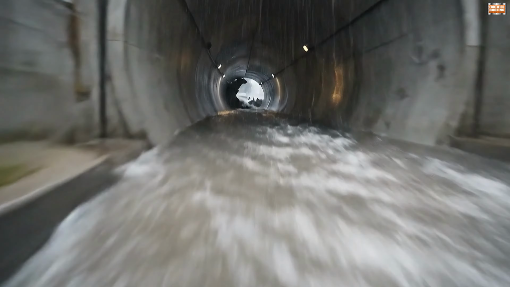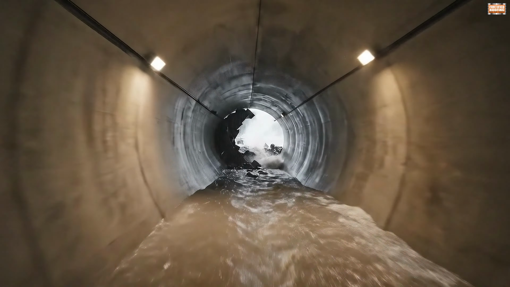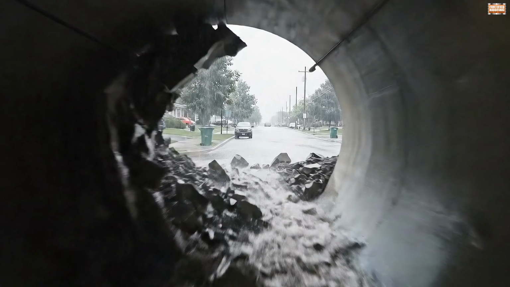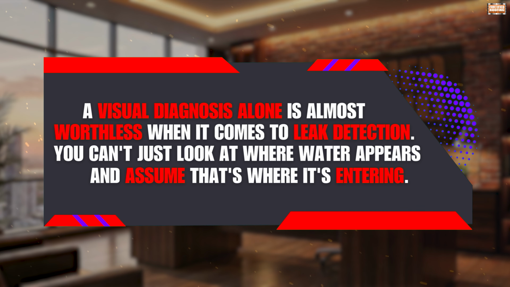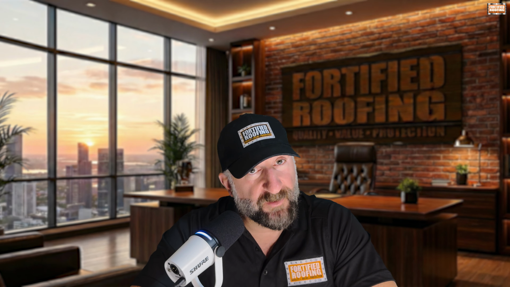This means that when you see water stains or dripping near your skylight, you're seeing the end of the journey, not the beginning. It's like blaming the overwhelmed storm drain for causing the flood when the real problem is a broken pipe down the street. The storm drain is just doing its job, but it's not the source. What this tells us is that a visual diagnosis alone is almost worthless when it comes to leak detection. You can't just look at where water appears and assume that's where it's entering. You need a systematic approach to trace the water path backward to find the real source, and that's exactly what we're going to cover next.